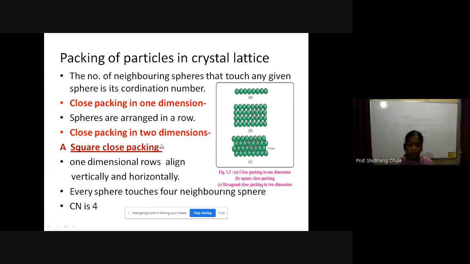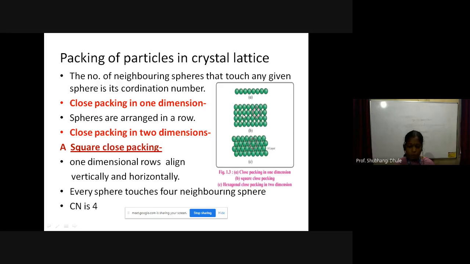Now close packing in two dimensions; the first one was one dimension. The second is related to the two-dimension figure. Two dimension means a planar structure, in two directions, the x and y axis. So if you take the one-dimensional arrangement of spheres and align it vertically and horizontally, then it becomes two-dimensional.